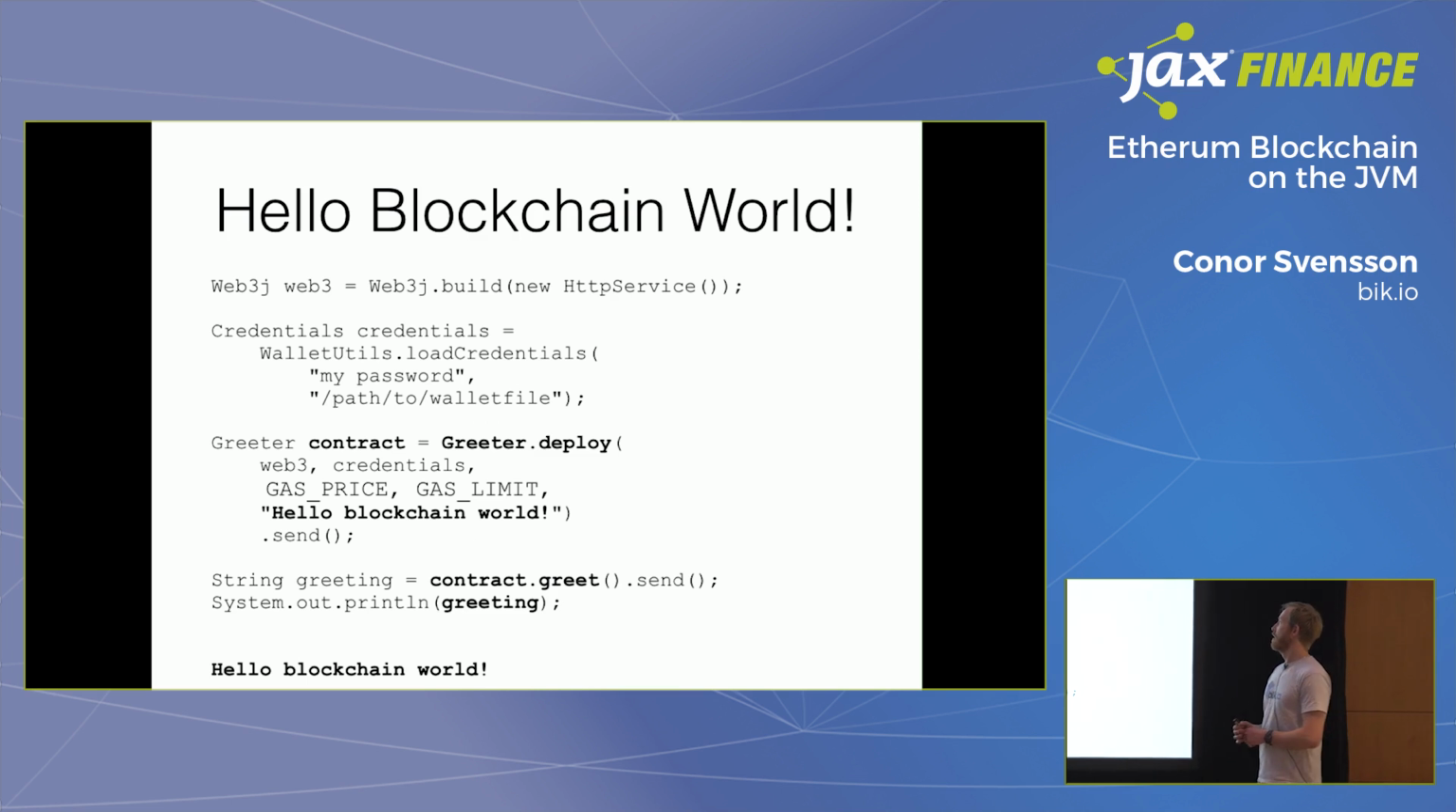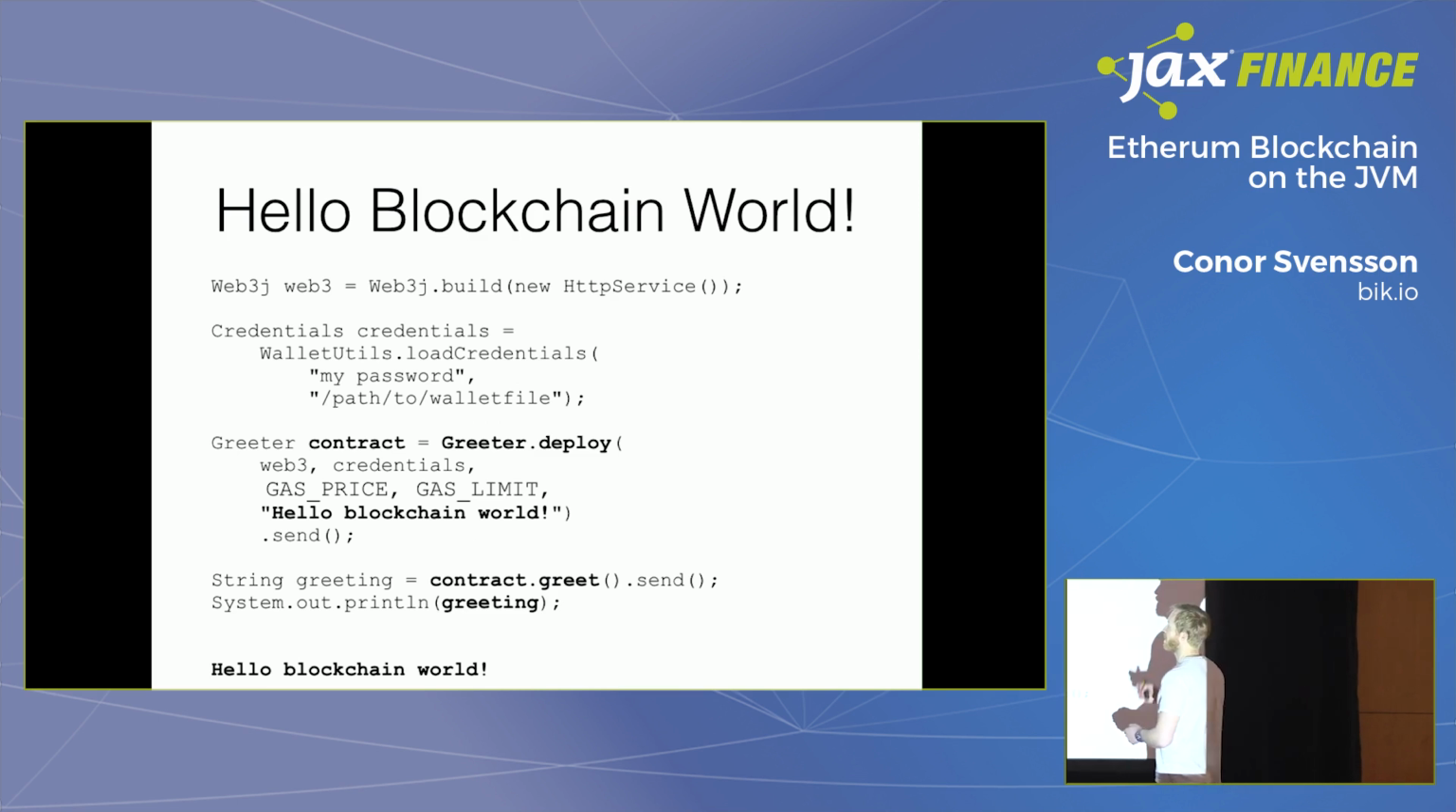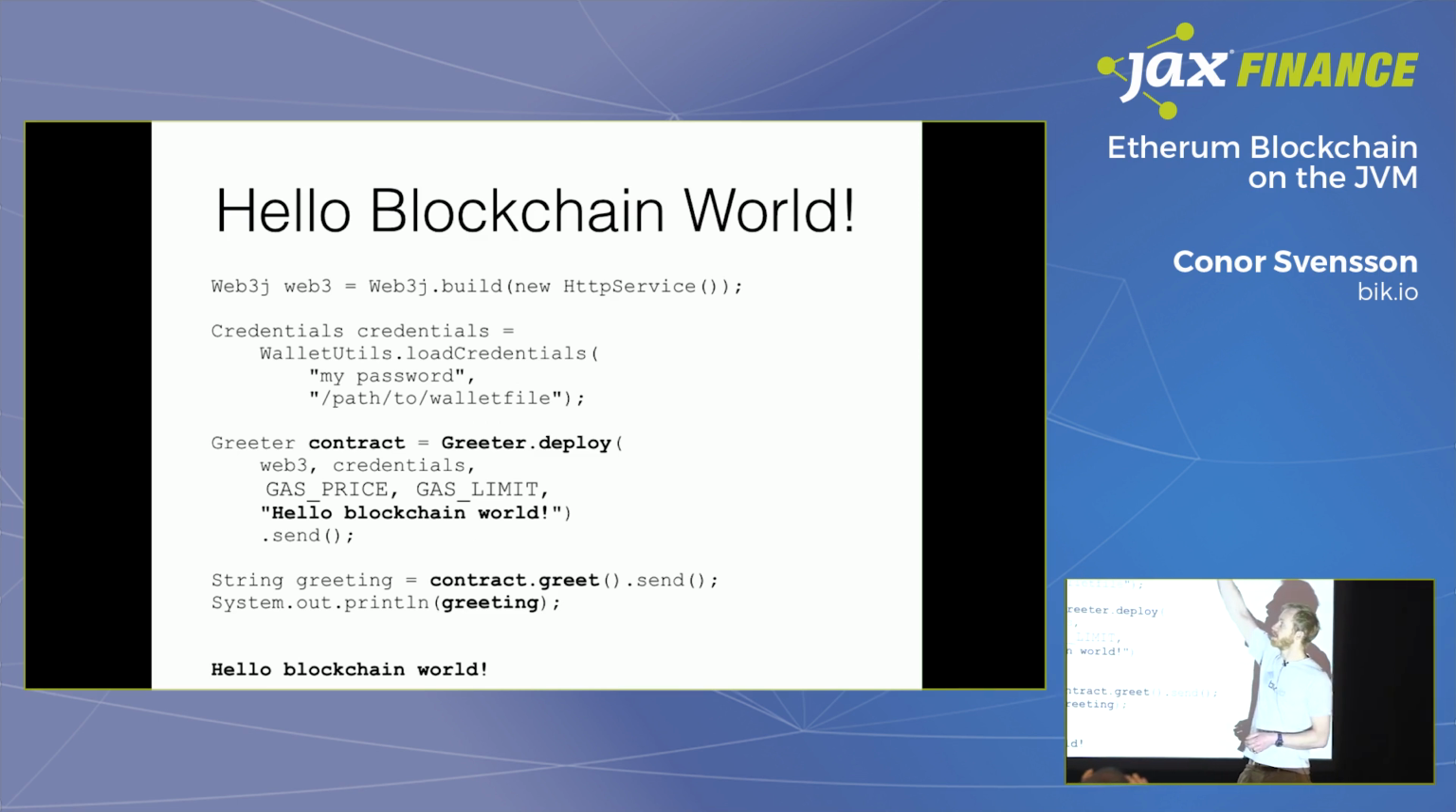And so we saw some of this code earlier on. So we create our new Web3j instance. Then what we do is we load our credentials into memory. Then when we've got that, we've generated our Greeter smart contract wrapper. And so there we pass in our credentials, and then we specify what string we want to deploy in our smart contract. And then we send it.